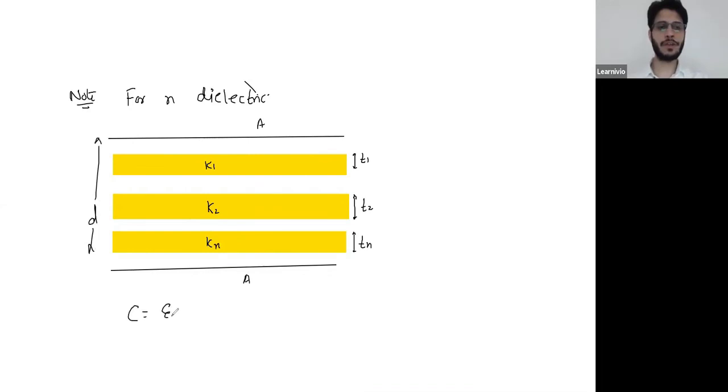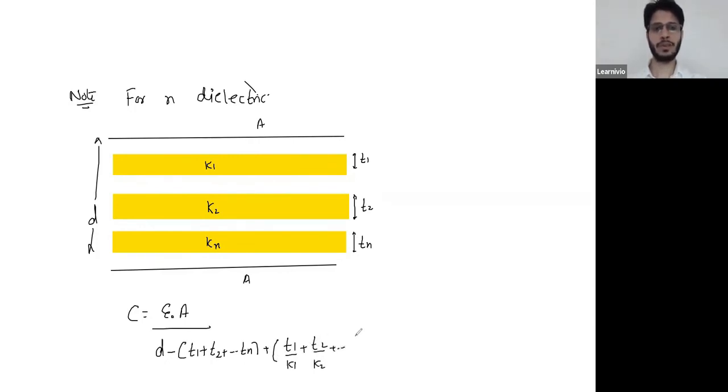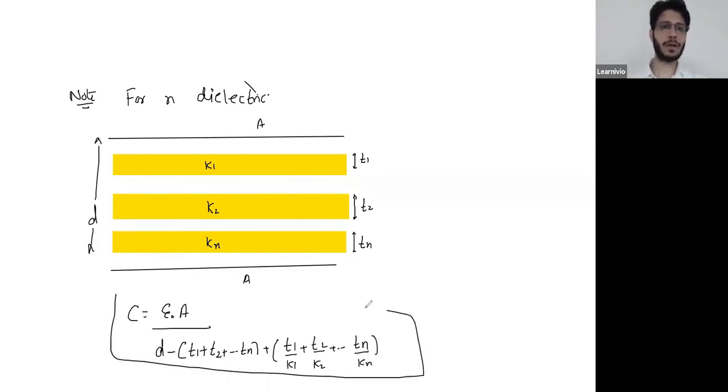So the formula which we have derived, epsilon naught A by D minus T plus T by K, we will just generalize. Instead of T, I will write T1 plus T2 up to Tn, and T by K becomes T1 by K1, T2 by K2, up to Tn by Kn. So the capacitance is epsilon naught A by D minus (T1 plus T2 plus up to Tn) plus (T1 by K1, T2 by K2, up to Tn by Kn). This is the capacitance of a parallel plate capacitor if you have n dielectrics.